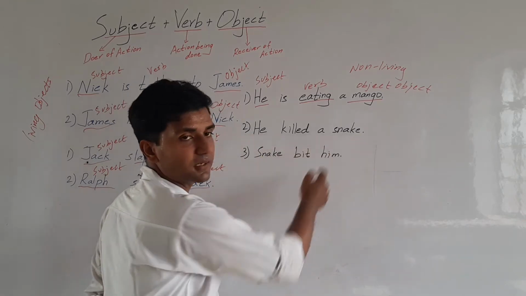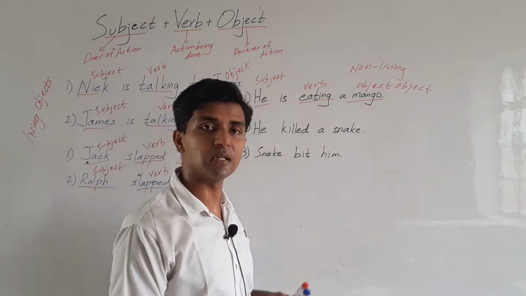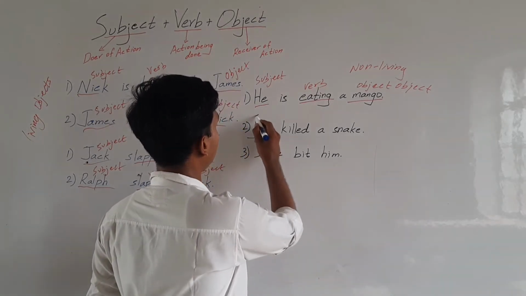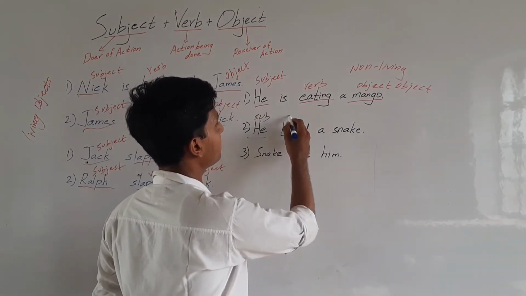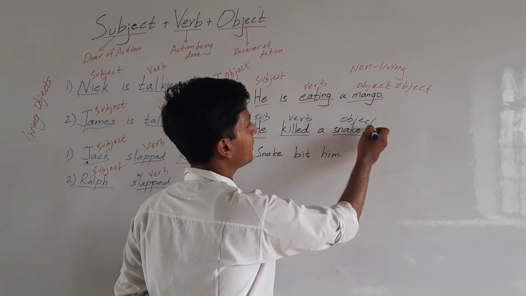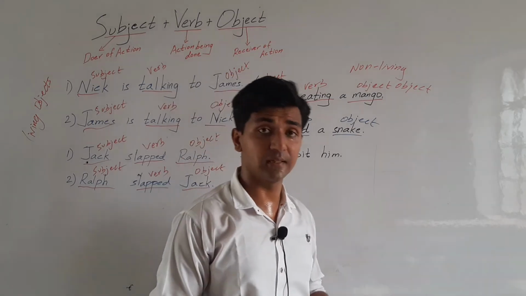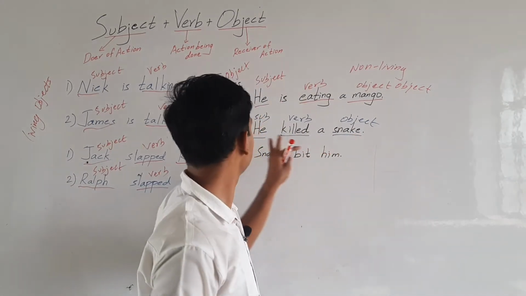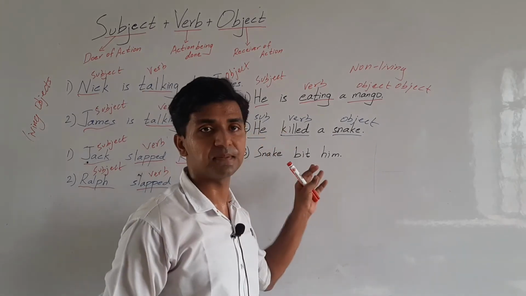He killed a snake. So here is the person, he killed a snake. So he is the subject, and killed is the verb, and then snake is the object. So his killing action is the verb, and the snake was killed by him, so it was the object, and he is the subject.